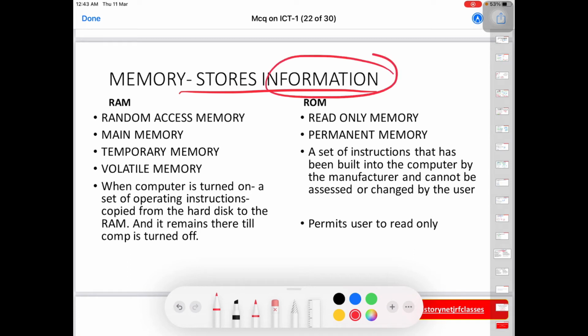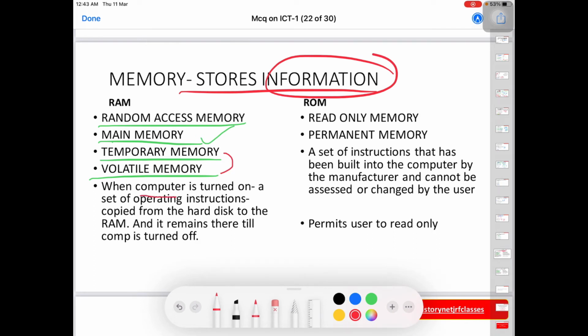So what is RAM? RAM is an acronym and it stands for random access memory. It is known as main memory. It is temporary. It is not permanent, but it is main, and it is volatile. Why is it volatile? Because it is temporary. And why does it happen that it is temporary?